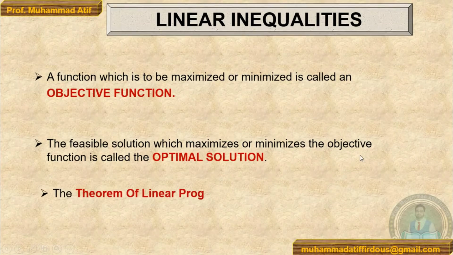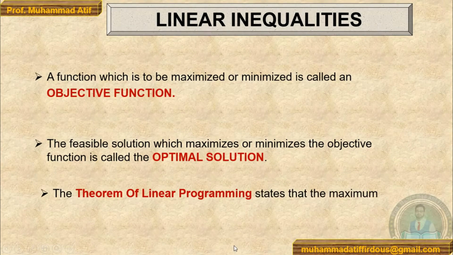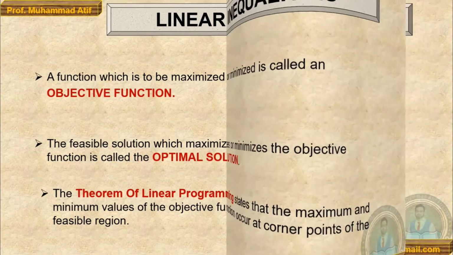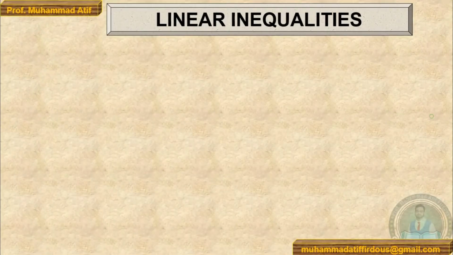And what is the theorem of linear programming? It states that the maximum and minimum value of the objective function occurs at corner points of the feasible region. I am going to discuss this in 3 points in my next slide.